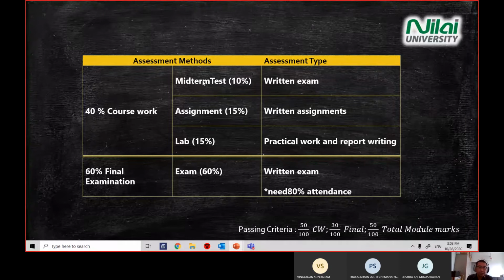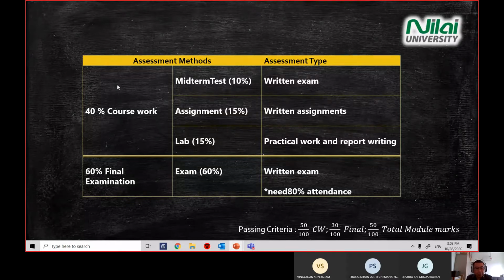Okay, and this is the assessment table. For this module, we have 40 and 60: 40 for the coursework component, 60 for the final. For coursework, we have one test, assignment, and lab, and all of these will be done online. So passing criteria, I still need to stress a little bit.